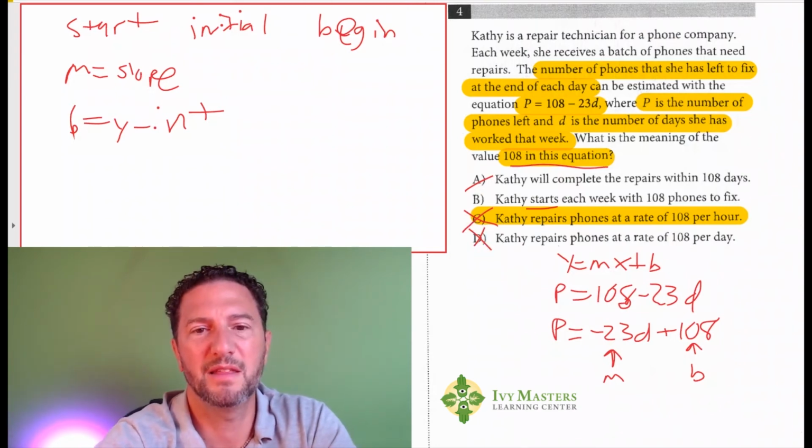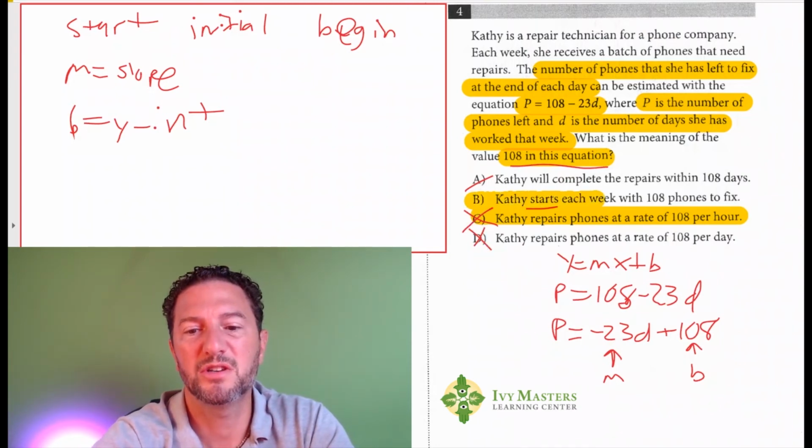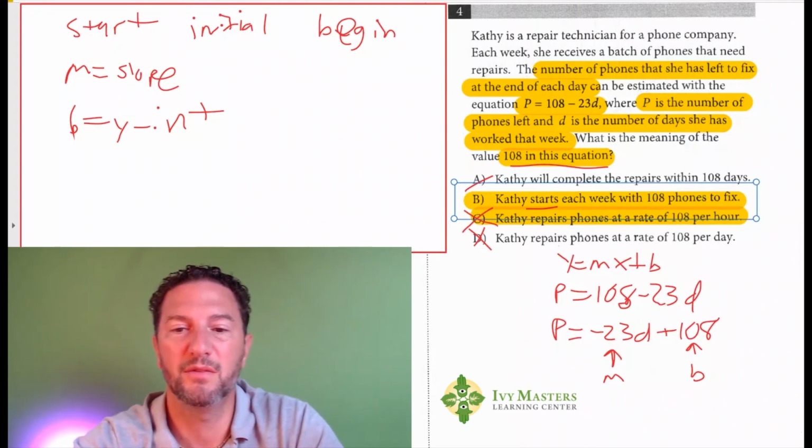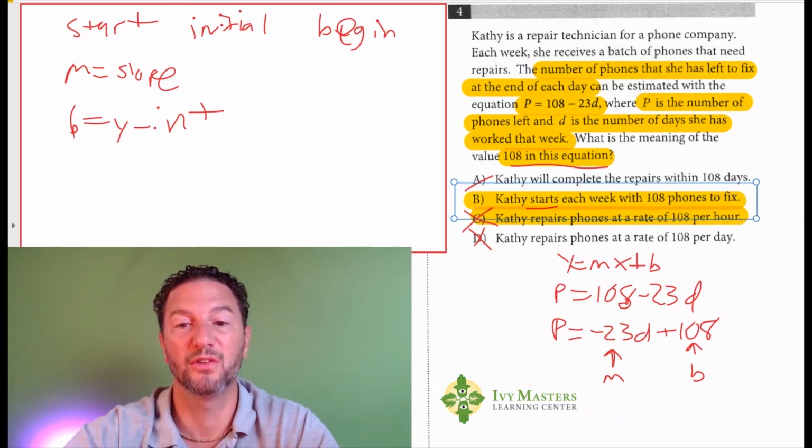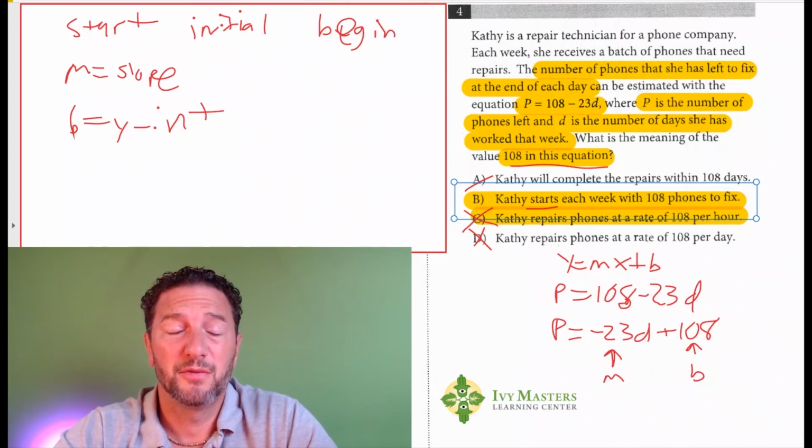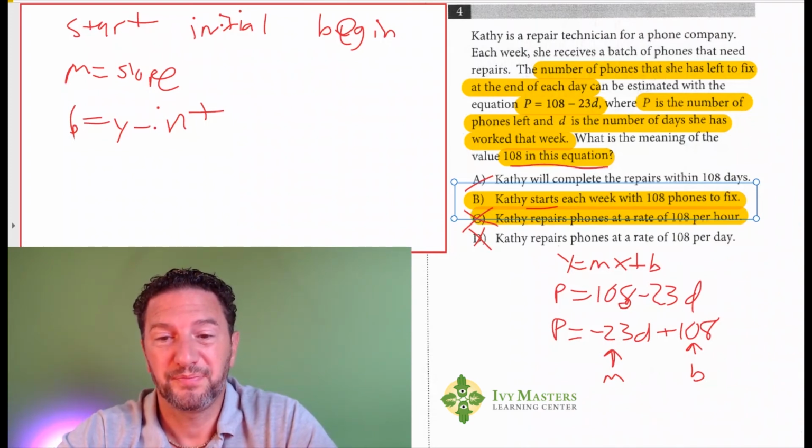So we see that the answer here is B. She's going to start each week with 108 phones left to fix. It was asking you for y-intercept. The 23 is the slope. That's how many phones she's fixing per day.